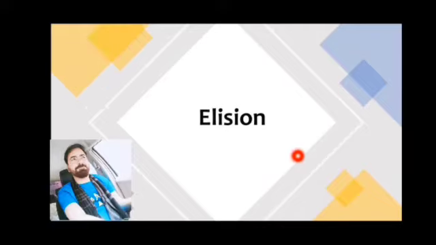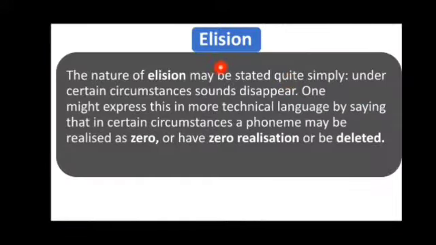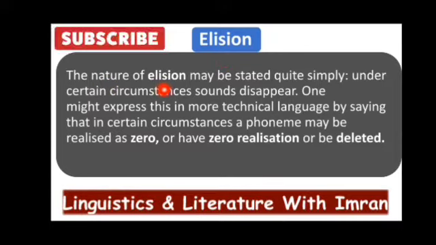So what is elision? In spoken language, sometimes we leave out a sound or a part of a word. This process or this act is called elision. So let's discuss in detail what is elision. The nature of elision may be stated quite simply. Under certain circumstances, sounds disappear. So the disappearance of a sound under certain circumstances is called elision.